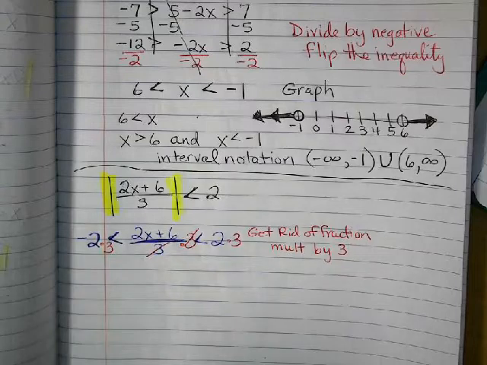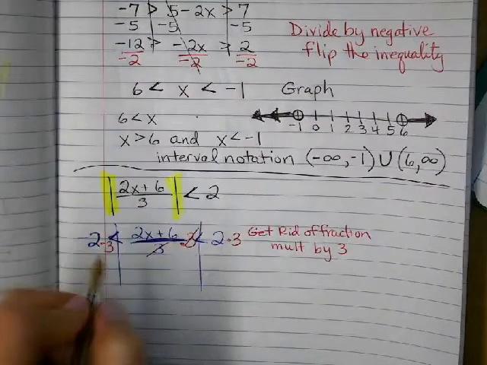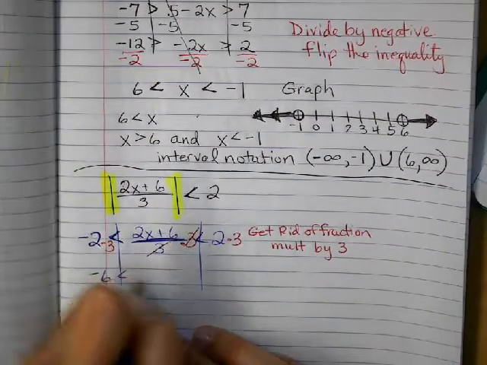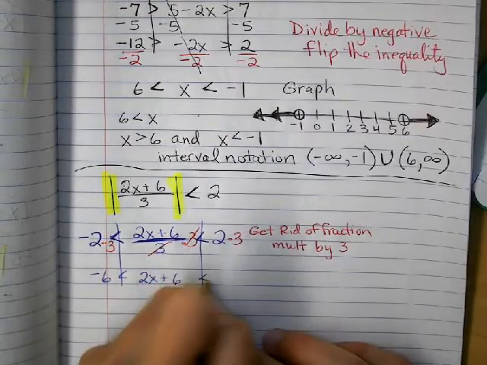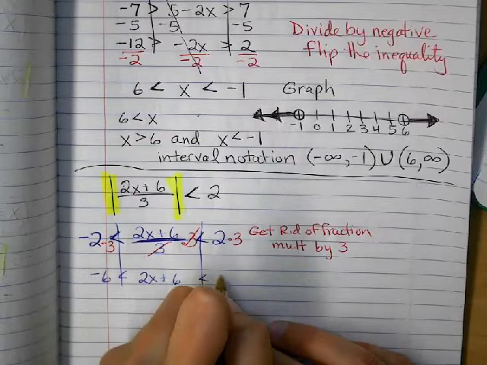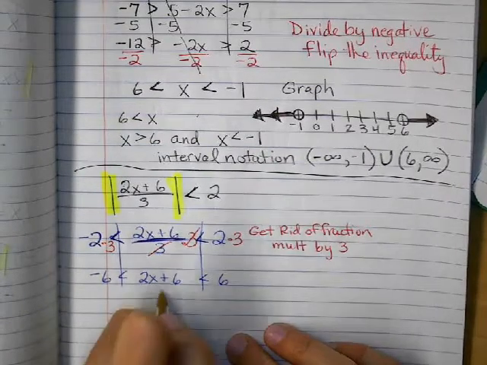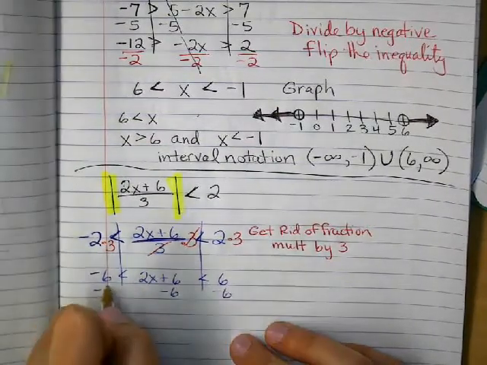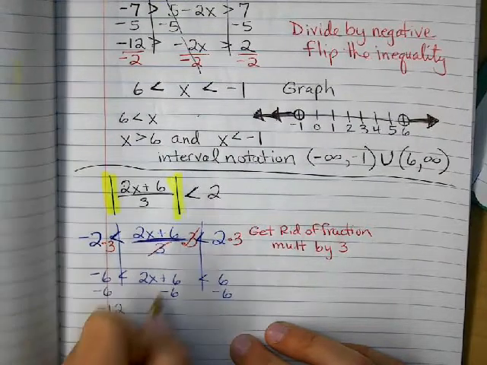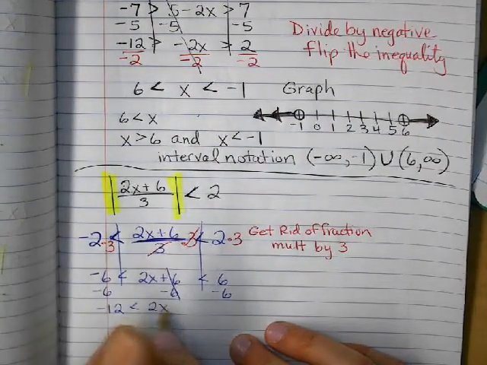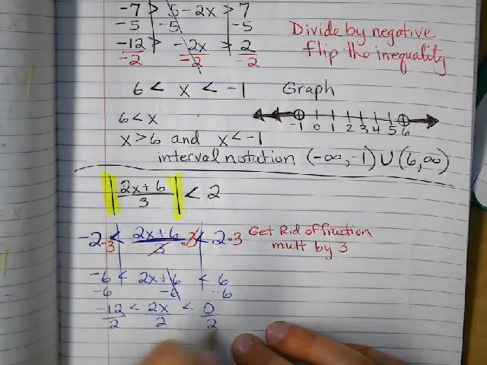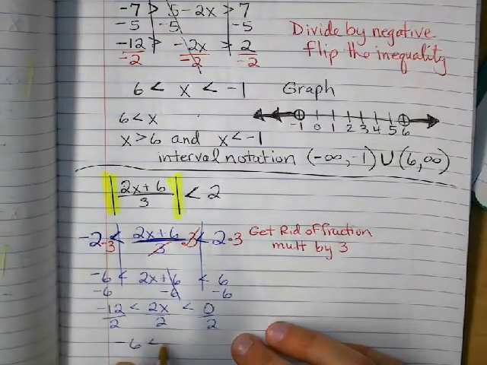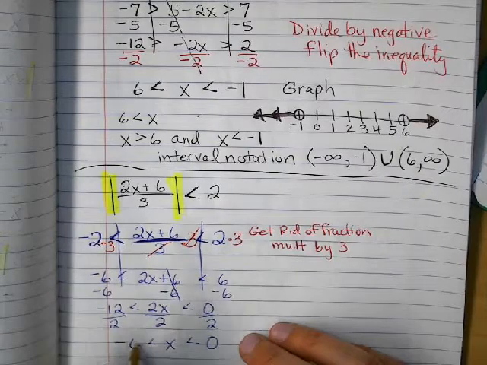Okay, so now you have negative 6 less than 2x plus 6 less than 6. Subtract 6. Now you have negative 12 less than 2x less than 0. Divide by 2. So you get negative 6 less than x less than 0. Okay, so I did all the calculations.